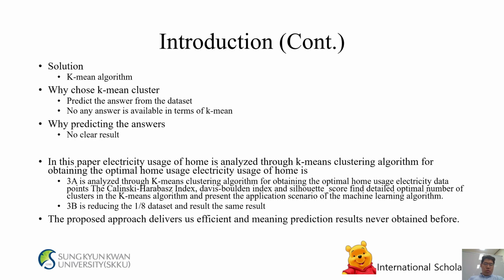In this paper, electricity usage of home is analyzed through the K-means clustering algorithm for obtaining the optimal home usage. The Calinski-Harabasz index, Davies-Bouldin index, and silhouette score dictate the optimal number of clusters in the K-means algorithm and present an application scenario of a machine learning algorithm. The proposed approach delivers efficient and meaningful prediction results never obtained before.